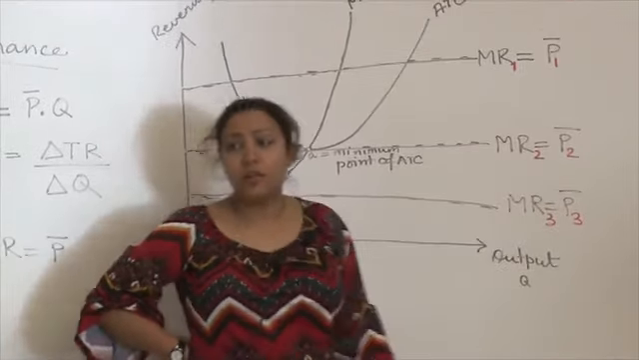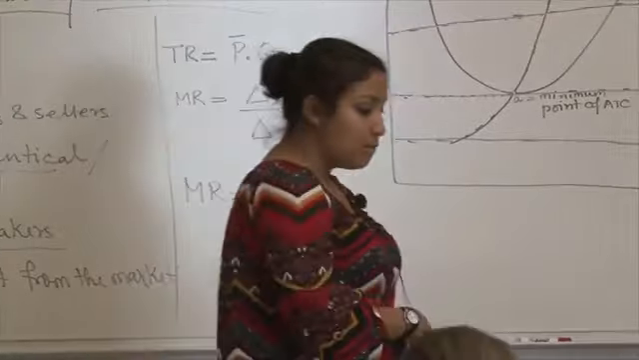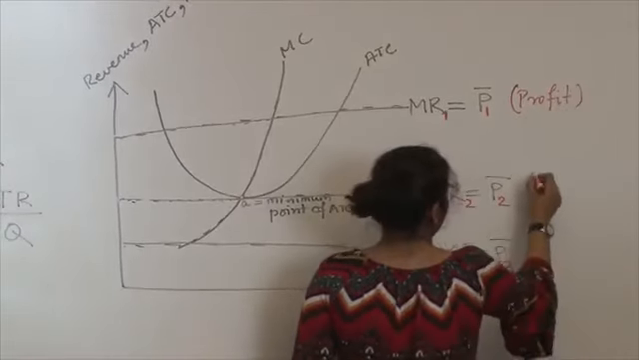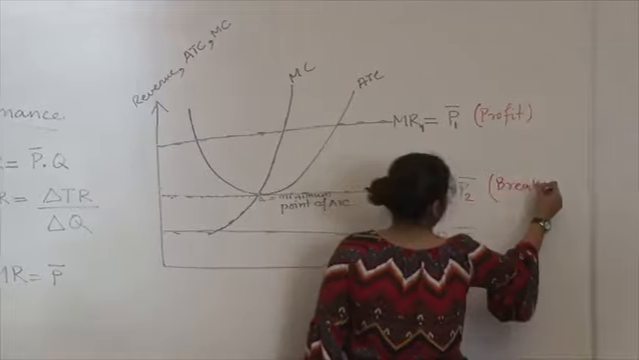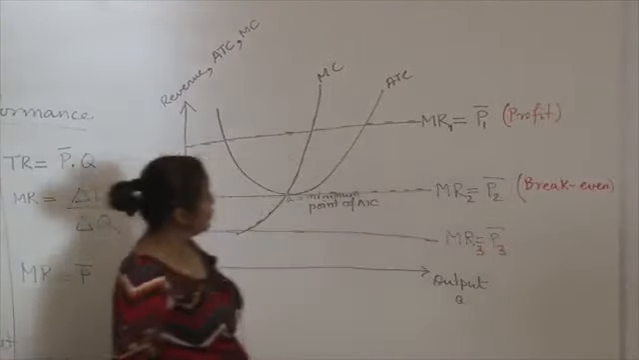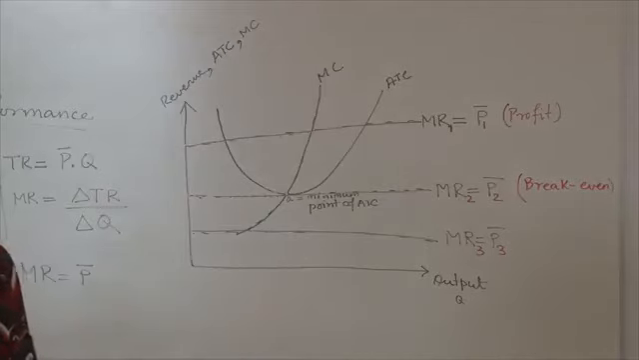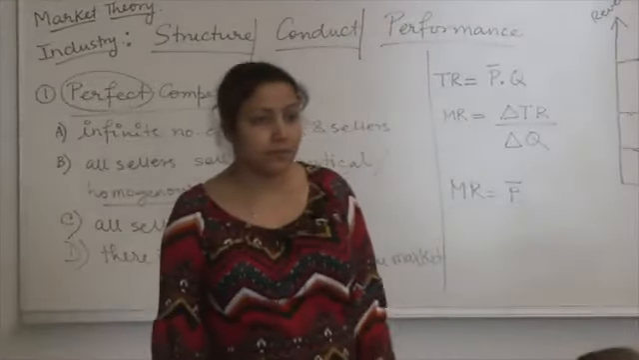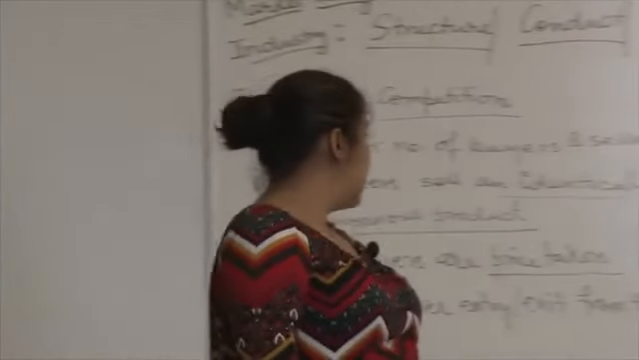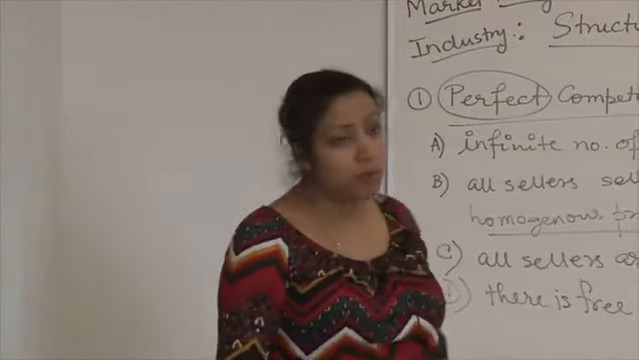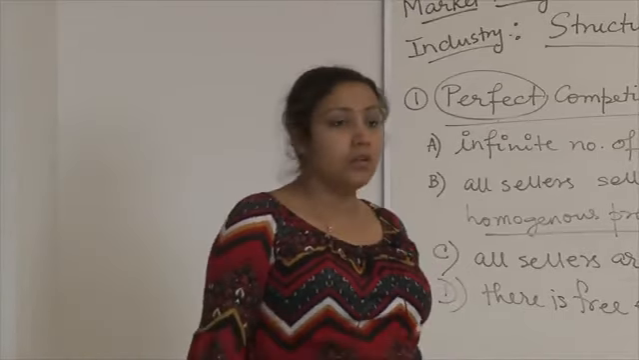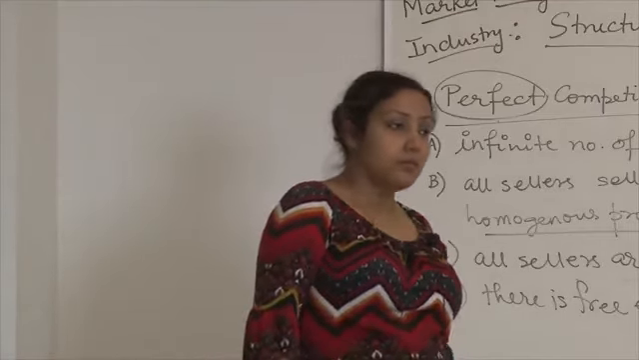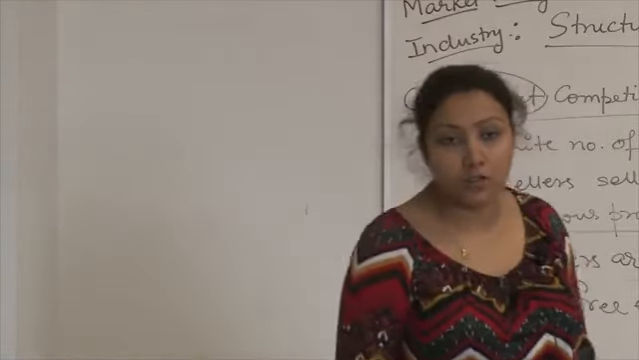Can you please write that down? If the fixed price level is exactly at the minimum point of ATC, then the market breaks even, that is 0 profit, 0 loss.